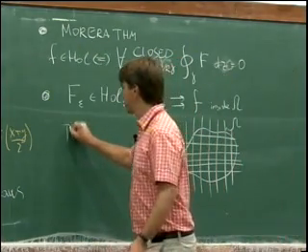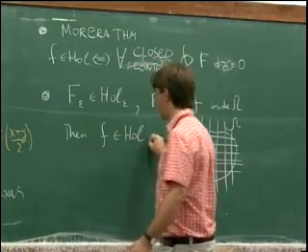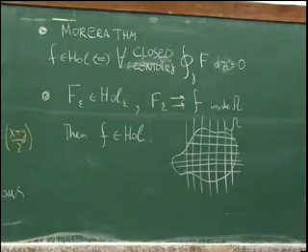So the conclusion is that the function f is a continuous holomorphic function. So if there is a limit of discrete holomorphic functions, it has to be continuous holomorphic.